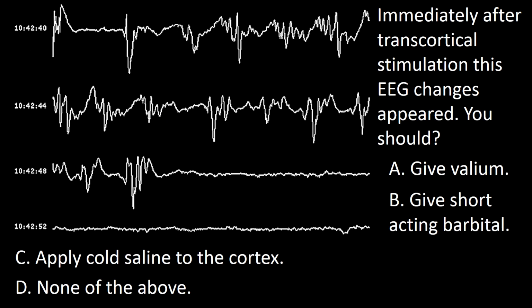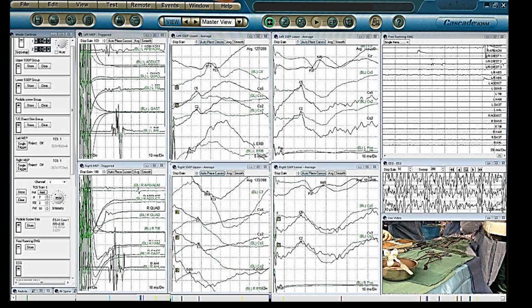Next question. Please take a look at this frame. Judge what the implication of the EEG findings are and choose. A. Give Valium. B. Give short-acting phenobarb. C. Apply cold saline to the cortex. D. None of the above. This frame shows the computer screen while monitoring multiple parameters. As you can see, cortical activity is one of those parameters being monitored.